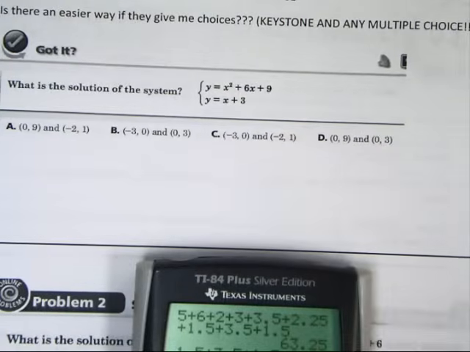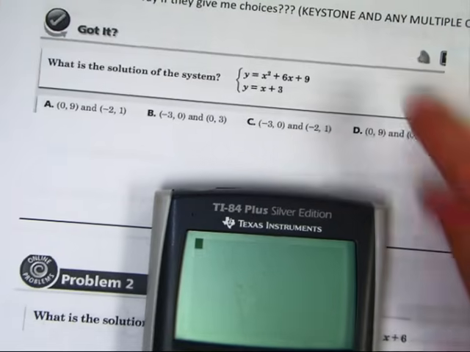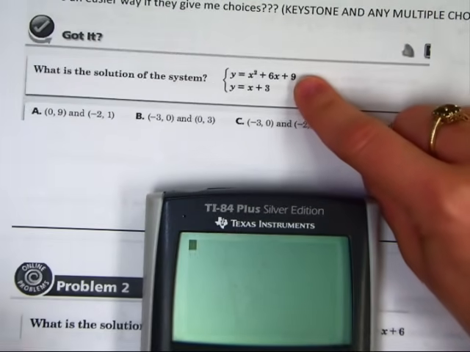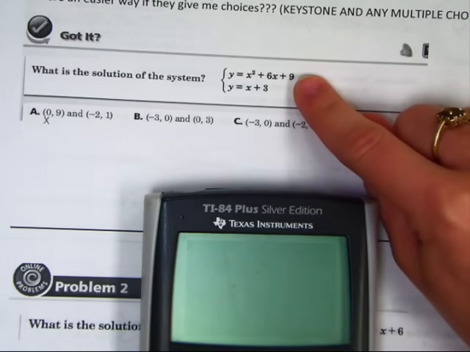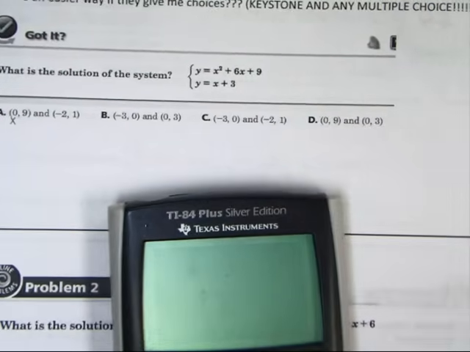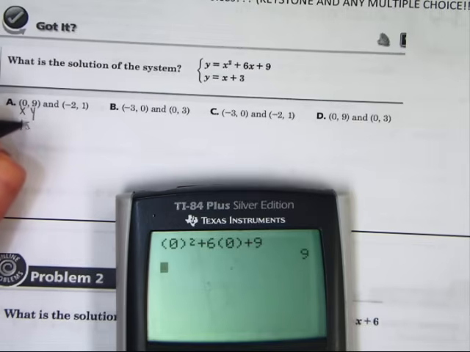All right, we are going to plug in for the top equation. This is x. Let's see if we get 9 out. So you guys ready? Let's plug in 0. So we'll do 0 squared plus 6 times 0 plus 9. We get a 9 out. This one works in the first equation.